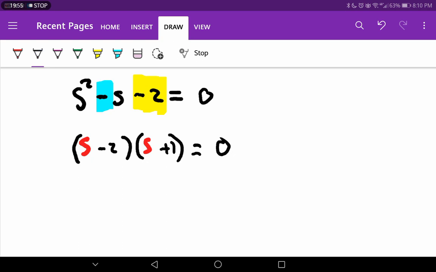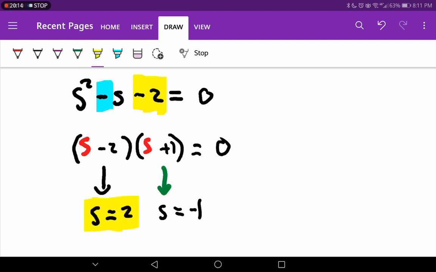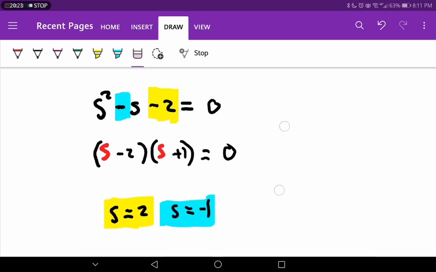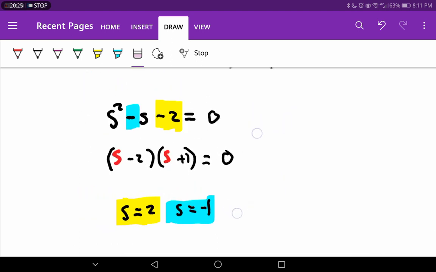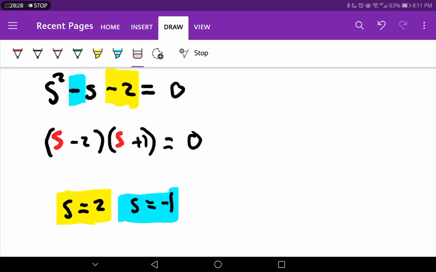Don't worry about anything. Now from this one, s equals 2, and from this one, s equals negative 1. Teacher, that means you just opposite the sign, or reverse the sign, or switch the sign. Yes, my dear student. Now, one of these solutions will be an extraneous solution. But how can I make sure which one is correct?